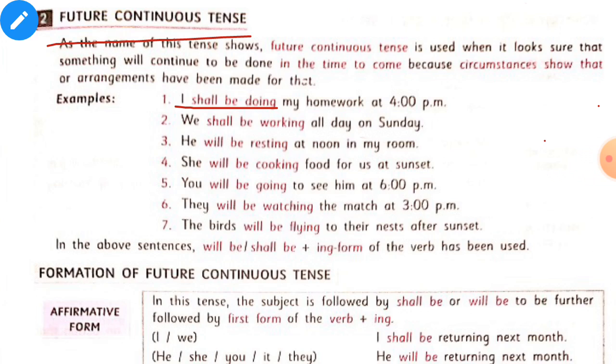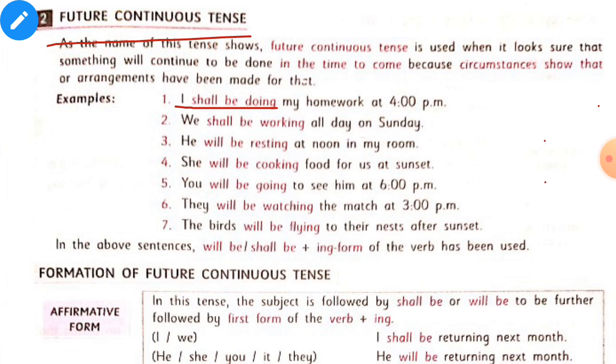We shall be working all day on Sunday. He will be resting at noon in my room. She will be cooking food for us at sunset. You will be going to see him at 6 p.m. They will be watching the match at 3 p.m. The birds will be flying to their nests after sunset.